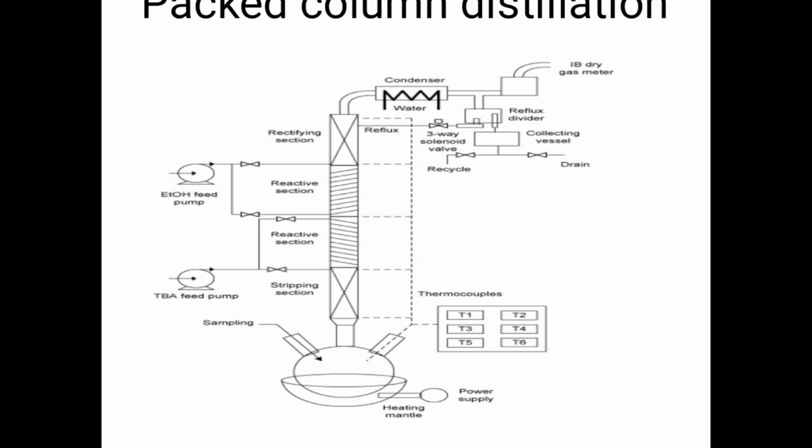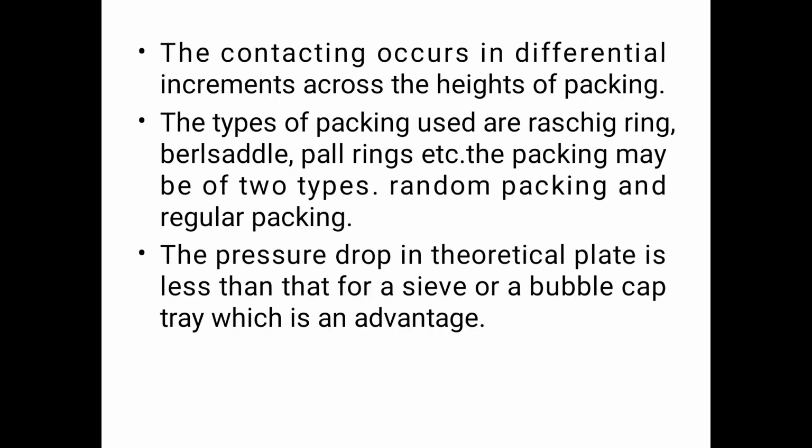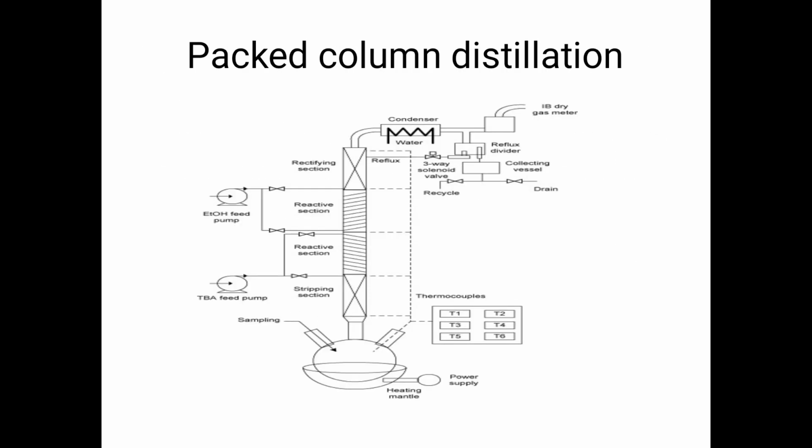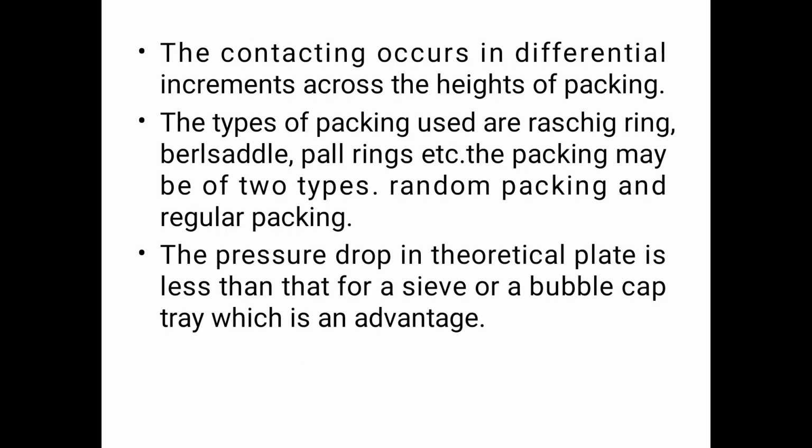In that process, compared with batch or simple distillation, the purity and the separation efficiency will be high because the contact between gas and liquid is greater due to the packing material present in the distillation column. The contacting occurs in differential increments across the height of packing. The types of packing used are Raschig rings, Berl saddles, ball rings, etc.